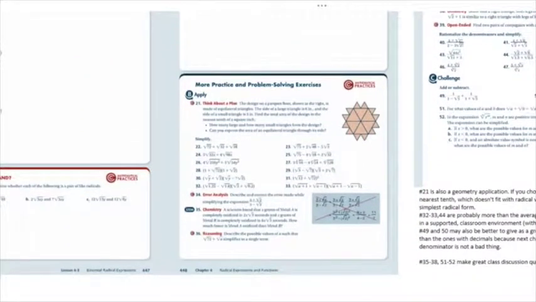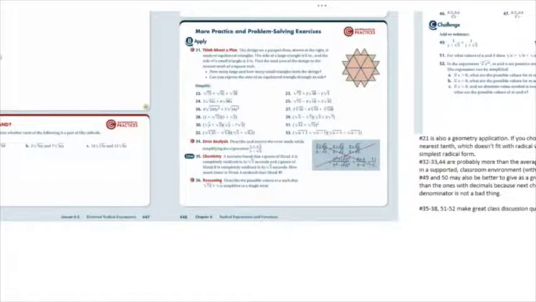As you keep looking, number 21 is also a geometry application, and if you choose to do it, that's fine. But what I don't like about it is the direction. It says find the total area of the design to the nearest tenth of a square inch. I would have my students represent it both in simplest radical form and in decimal form. It does make sense to want a decimal form answer for a physical object like a floor and tiling, but the whole point here is to be practicing our radicals, and so just to have them change right away to decimals, I would not agree with that.